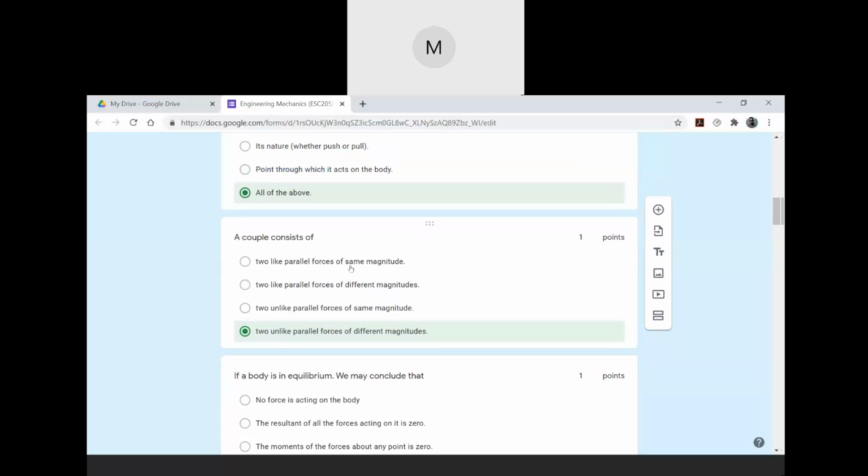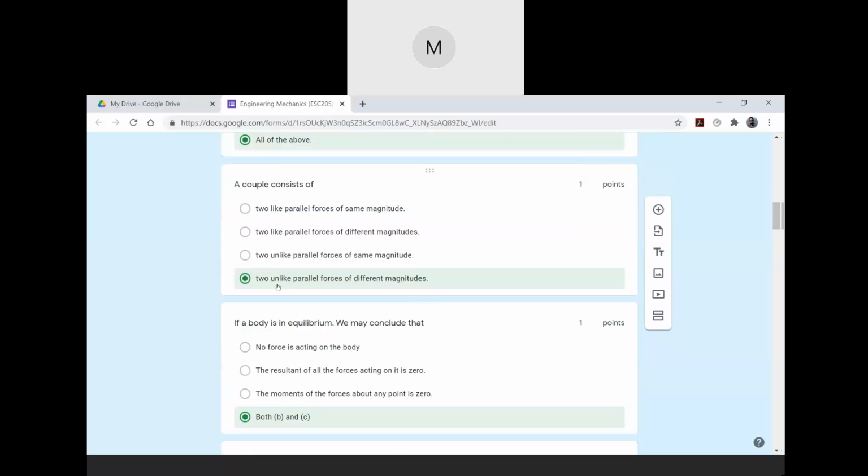Then we got to what? A couple consists of 2 unlike parallel forces of different magnitude. Just this one is the answer. So a couple consists of 2 unlike parallel forces of different magnitude. Some people ask me about it, but I told that I will explain in a later stage.